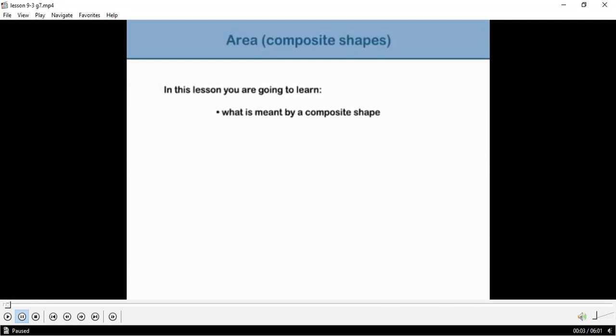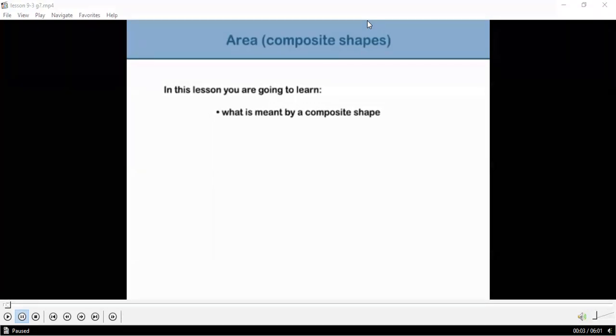Good morning, my dear students. Today, inshallah, we are going to study area of composite shapes. Can anyone tell me, do you know anything about the word composite shapes? What is the meaning of the word composite shapes? Is this the first time you have heard something like that?